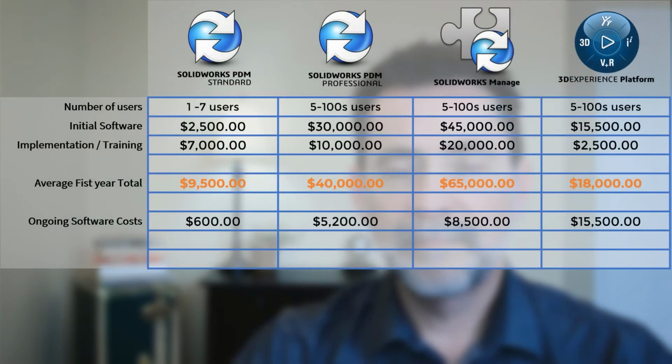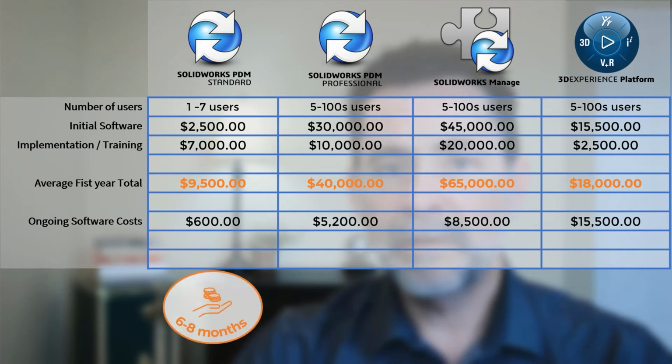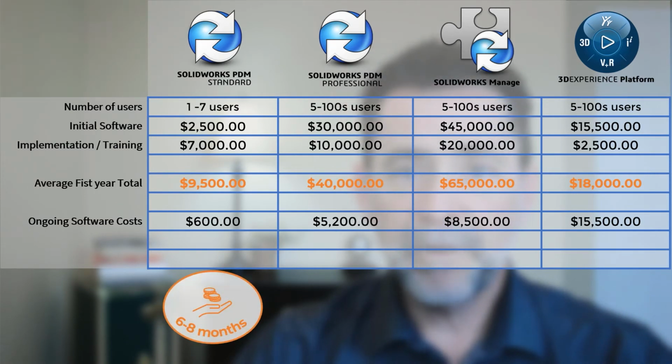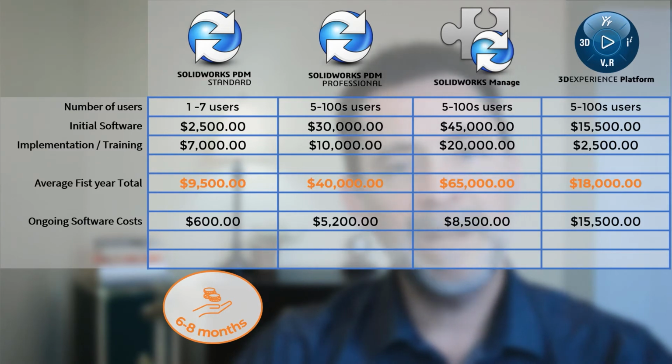Now that we have an idea of the costs involved for each solution, let's put them into perspective regarding the savings and productivity gains or the return on investment that you can expect. PDM Standard, this is a low-cost investment, but affects a much smaller percentage of your company. On average, the implementation of PDM Standard, you can expect an average of 6 to 8 month return on your initial investment.